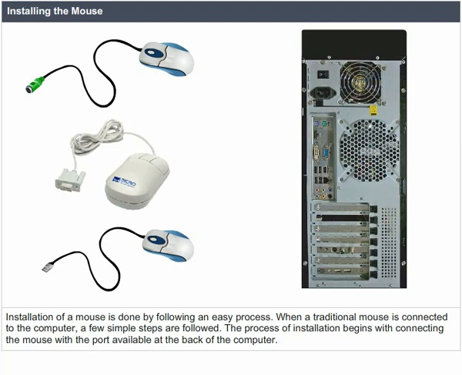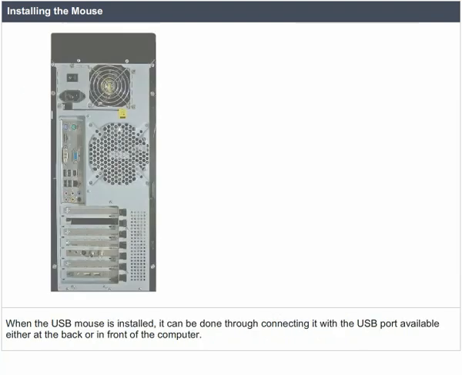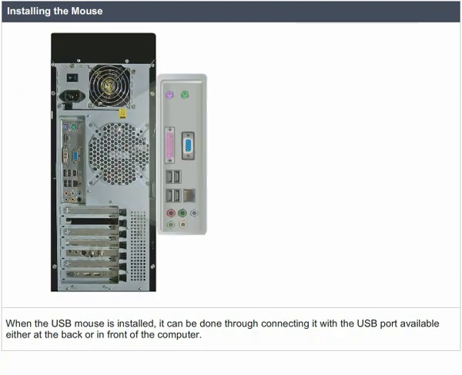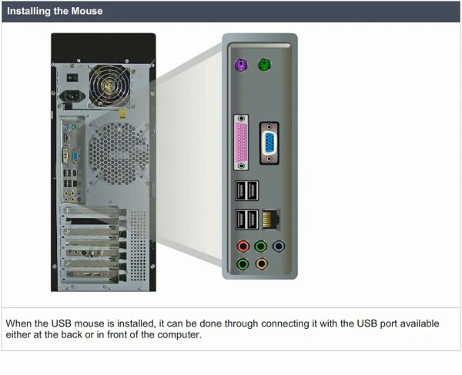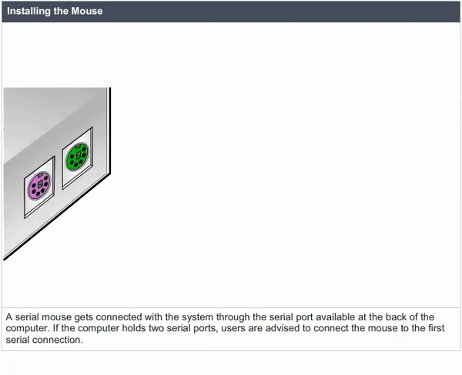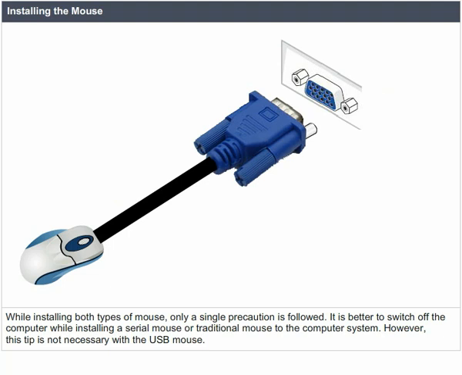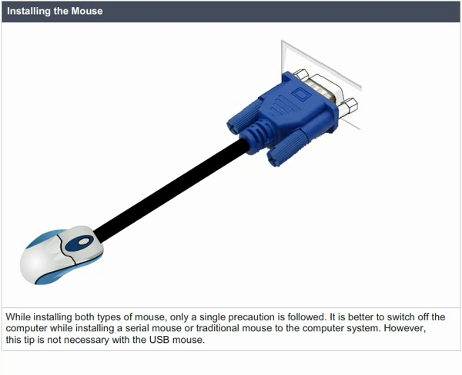When the USB mouse is installed, it can be done through connecting it with the USB port available either at the back or in front of the computer. A serial mouse gets connected with the system through the serial port available at the back of the computer. If the computer holds 2 serial ports, users are advised to connect the mouse to the first serial connection. While installing both types of mouse, only a single precaution is followed. It is better to switch off the computer while installing a serial mouse or traditional mouse to the computer system. However, this tip is not necessary with the USB mouse.